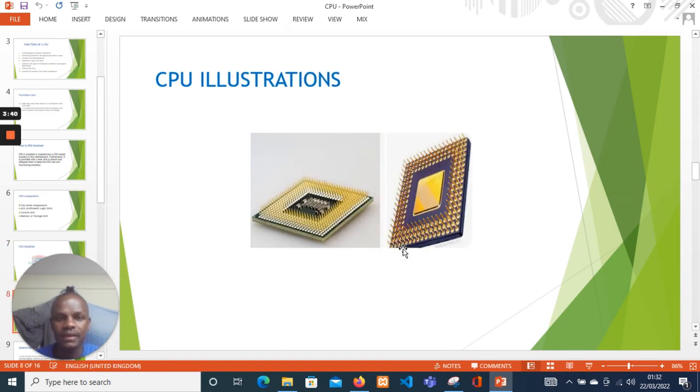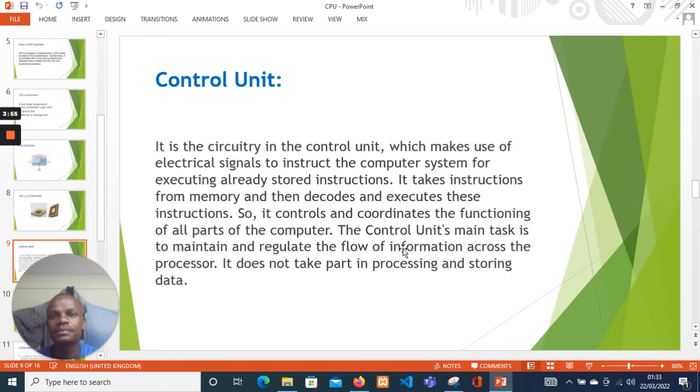So here we have two illustrations of the CPU. As you can see, the two illustrations have different orientations of the pins, depending on the motherboard. And then we now see each of the types or the categories of the CPU.